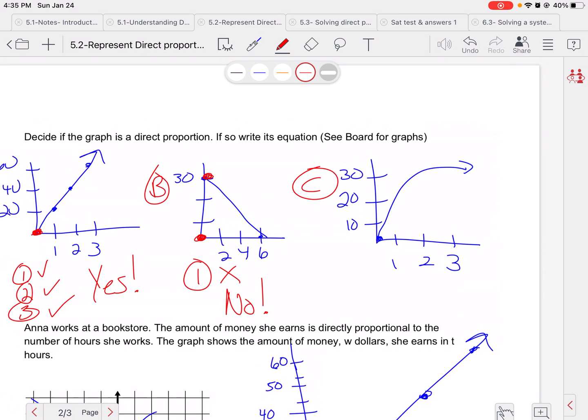Part C, well, it goes through the origin, so that's a check. Part 2, is it a straight line? It is not a straight line, it's a curve. So this is not a direct proportion graph. Okay?